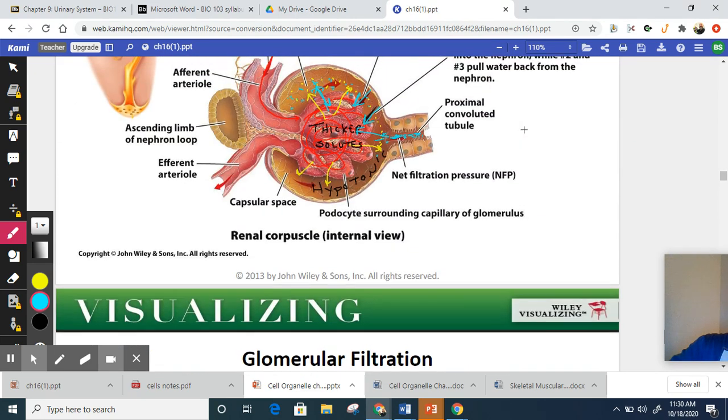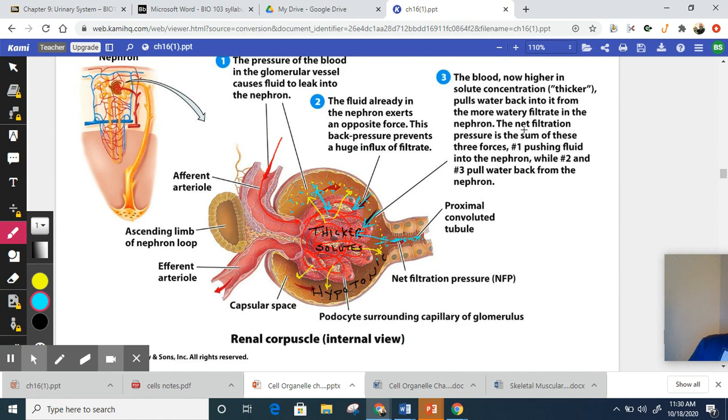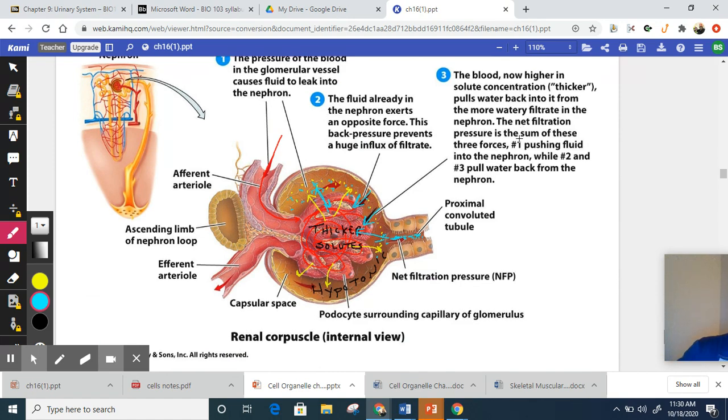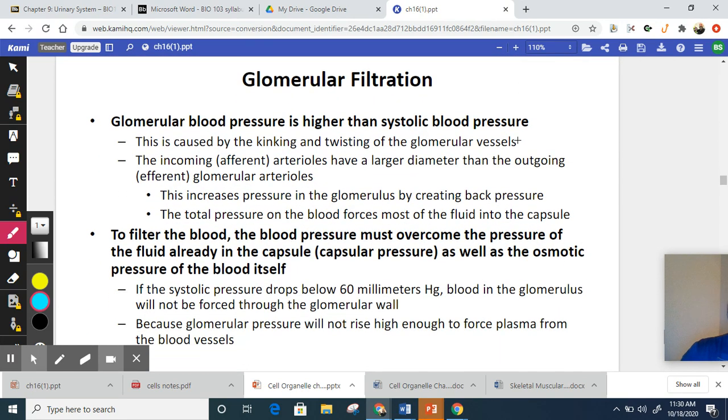All right. The glomerular pressure, the blood pressure that's inside this glomerulus, has to be higher than your systemic blood pressure, your systolic blood pressure. All right, it has to be higher than that. And we get it higher than that through the kinking and twisting of those blood vessels.